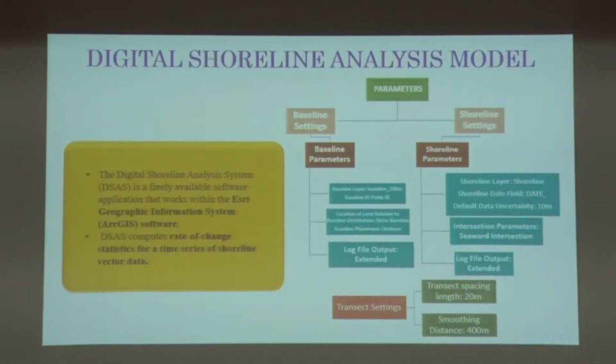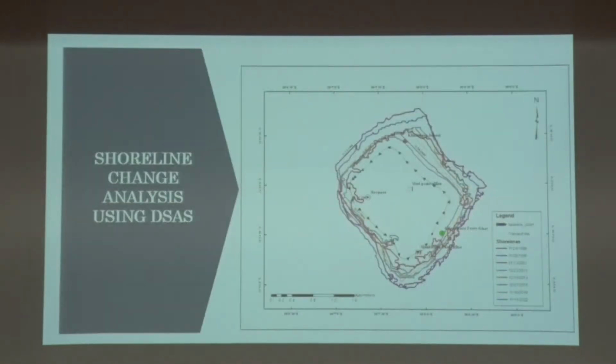Next is the Digital Shoreline Analysis System, which is a freely available software application in the ArcGIS software. It computes the rate of change statistics for a time series of shoreline vector data. The parameters are baseline settings and shoreline settings, and transect settings are also important. This is the shoreline change analysis using DSAS. First, I have digitized the shorelines. Then I have generated a baseline following the present coastal line, that is of 2022.